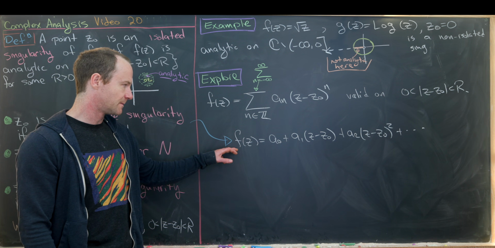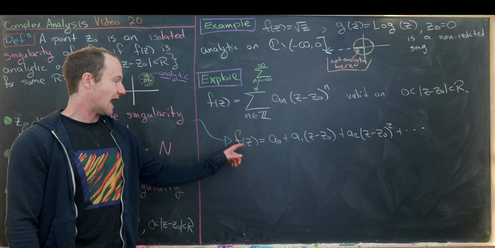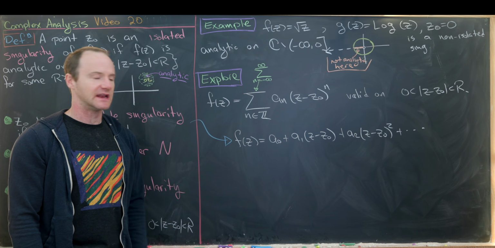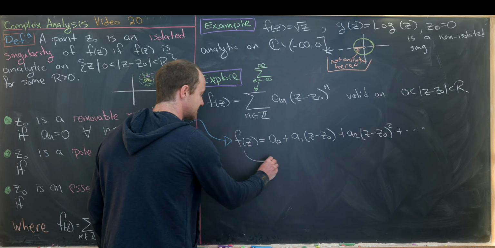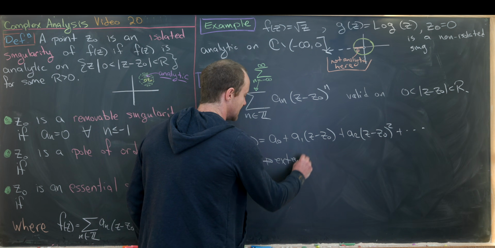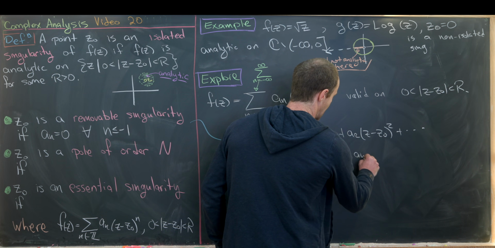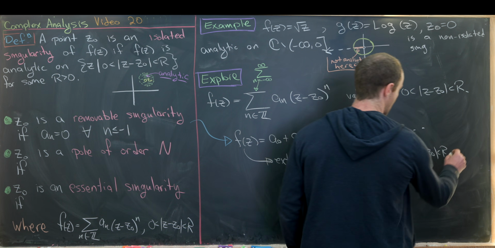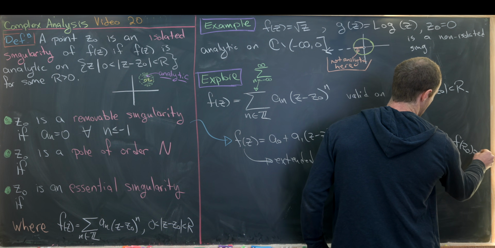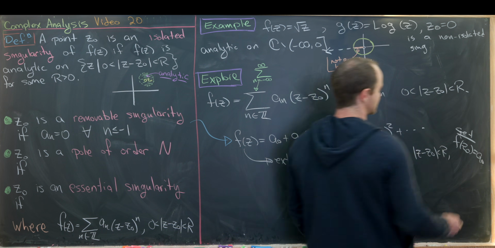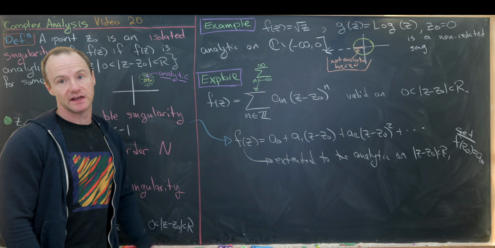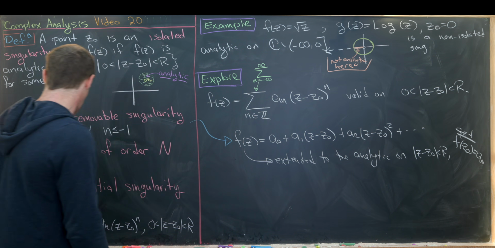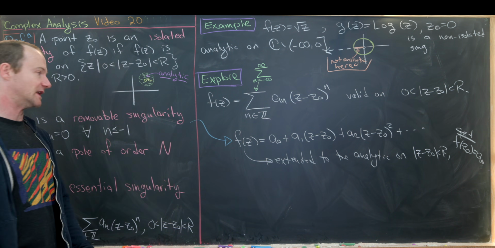And in fact, if we redefine f of z so that at z naught it's equal to a naught, then we have created an analytic function. So that means in this case, this can be extended to be analytic on the entire disk |z minus z naught| less than r by setting f of z naught equal to a naught. So I'll just put that we need to set f of z naught equal to a naught for that to happen. So the next possibility is that we do have negative terms, but only finitely many negative terms.